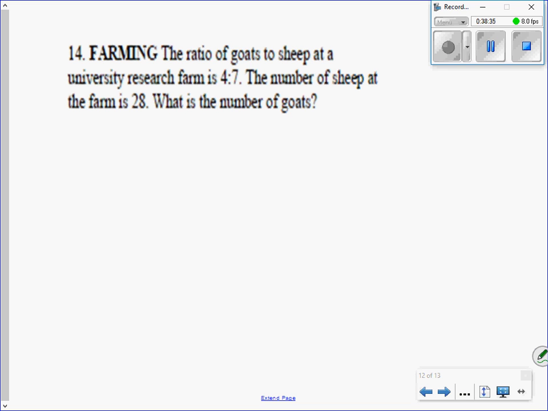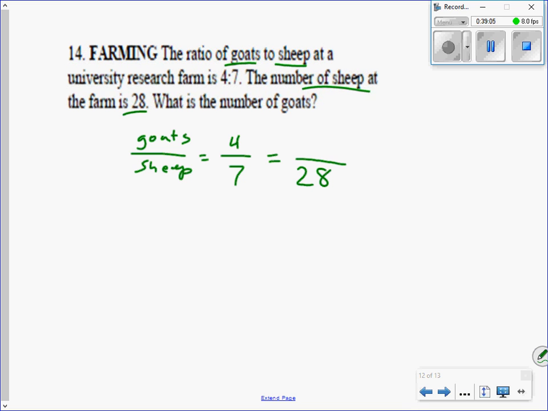7 times 4 is 28. How would we set that up if we couldn't follow what you were doing? Divide the 7. Like that. So if that needs to be sheep of 28, 28 would need to go down there. So then you multiply by 4, you should get 16. All right.